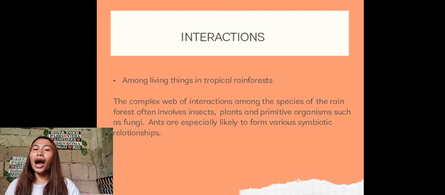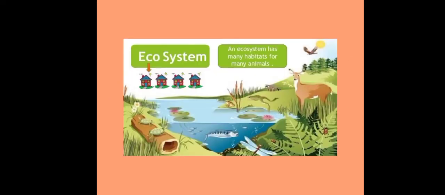Among living things in tropical rainforests, the complex web of interactions among the species of the rainforest often involves insects, plants, and primitive organisms such as fungi. Ants are especially likely to form various symbiotic relationships. So this photo is an example of interaction between the tropical forest and the animals. So we can see the variety of animals there that take advantage of what their habitat offers.